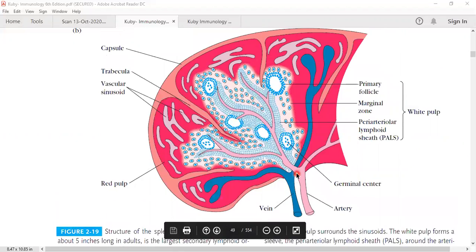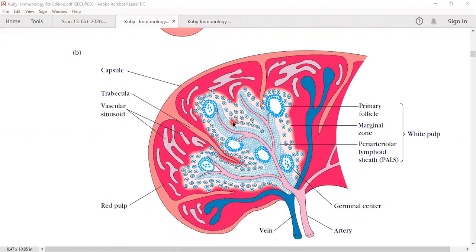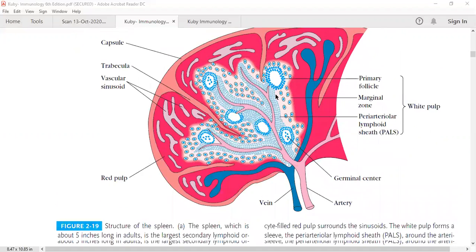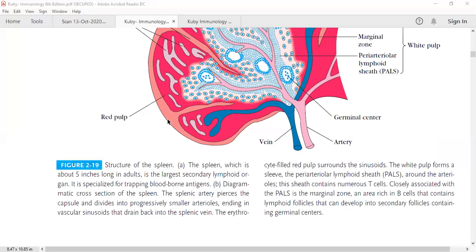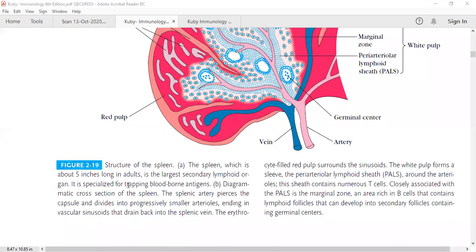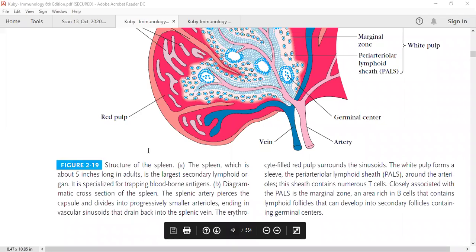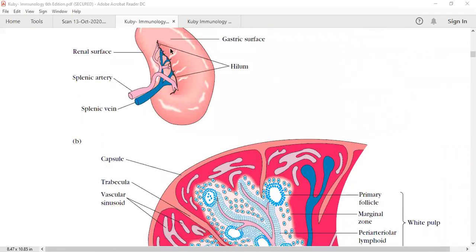If you have a doubt about the structure, you can ask. I'm going to discuss the details of the organ and how exactly it will mount an immune response. All right. So first, the spleen in an adult is about 5 inches long and it is ovoid or bean shaped. So this is the actual structure of your spleen.